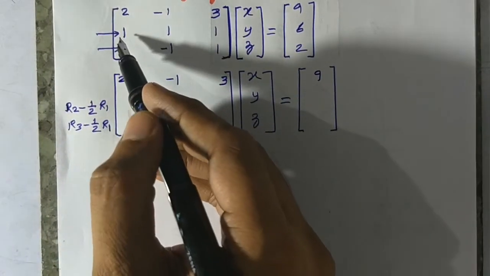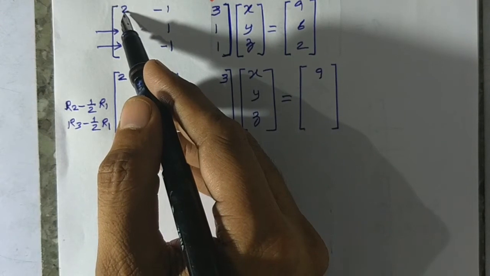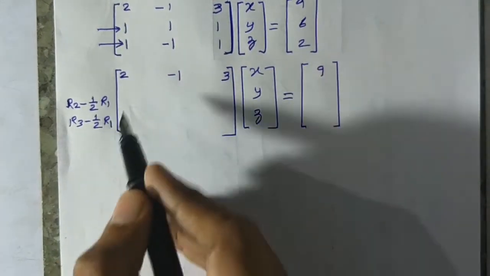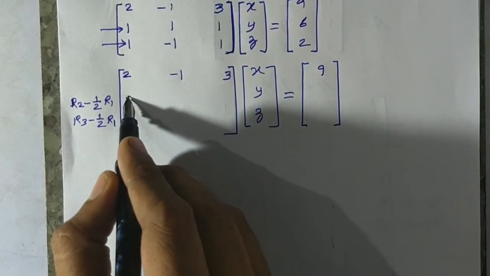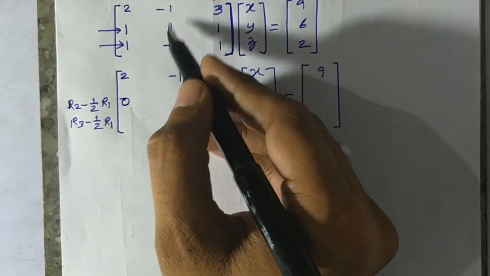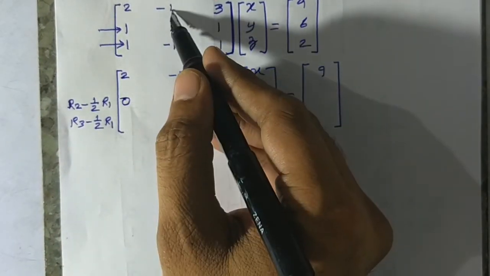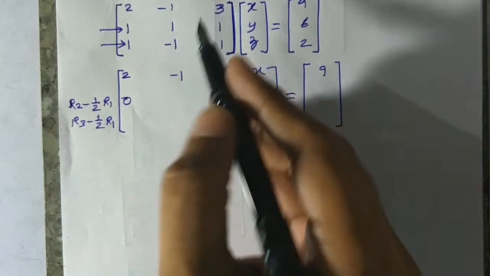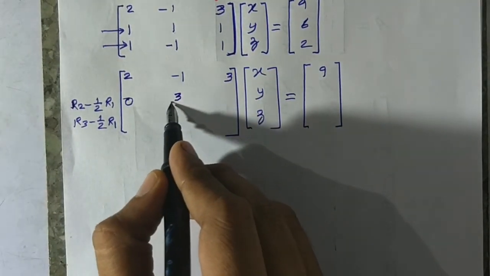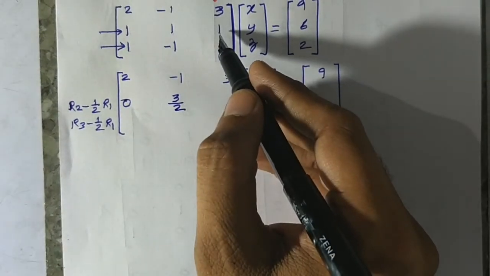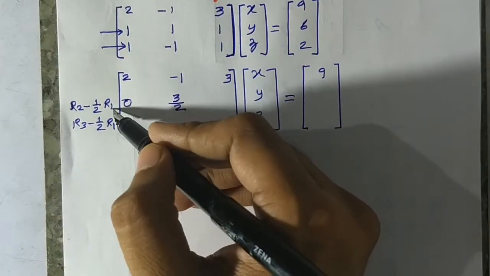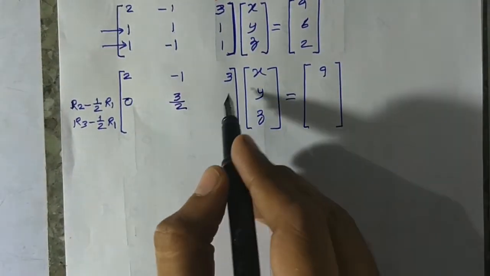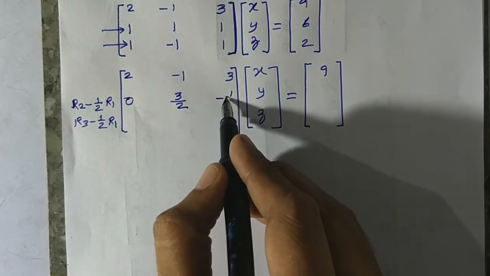Now go on subtracting half of every element of row 1 from the corresponding element of row 2. So half of 2 is 1, 1 minus 1 is 0. Then 1 minus, if we substitute R1, minus 1 over here, it becomes plus half, minus minus. So 1 plus half, that is 3 upon 2. And here R2 is 1, R1 is 3, so we have 1 minus 3 upon 2, which is equal to minus 1 upon 2.